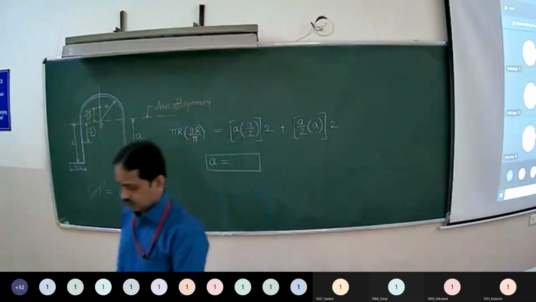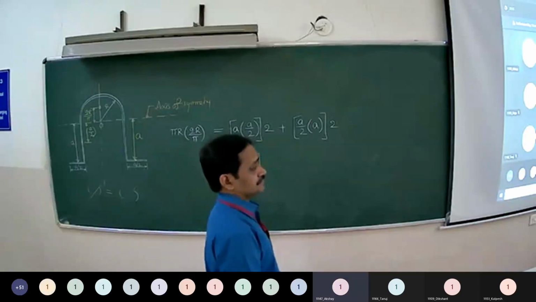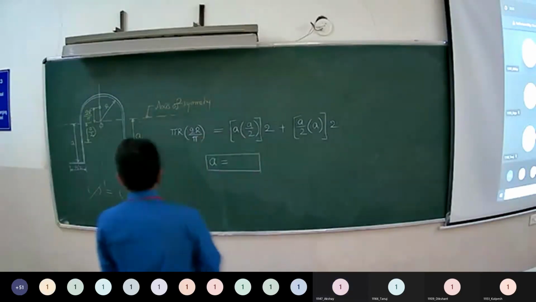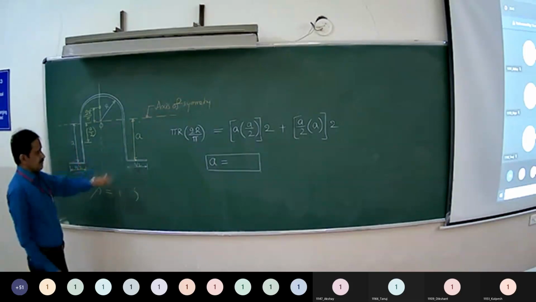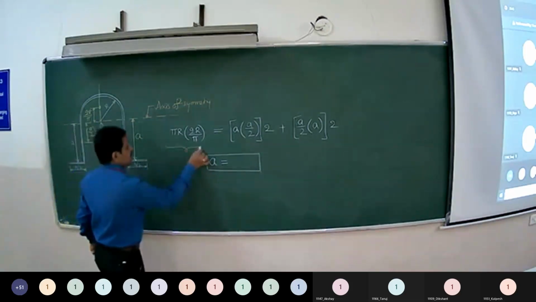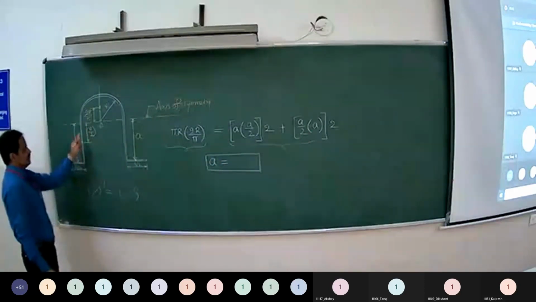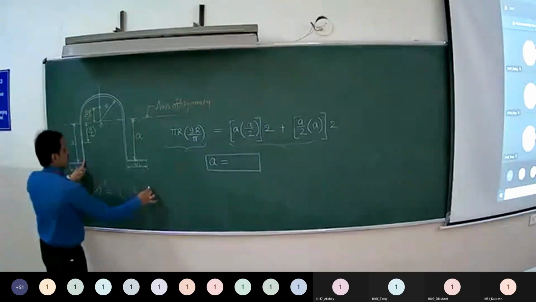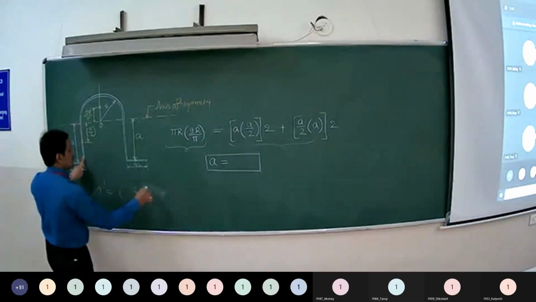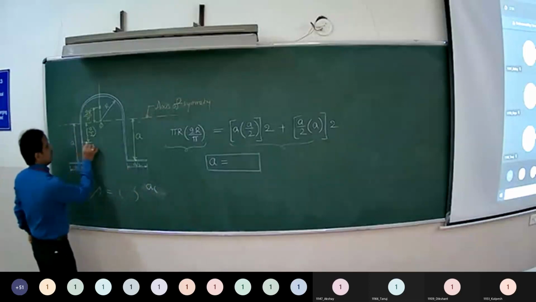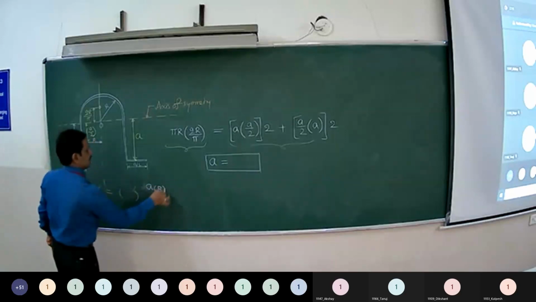Sir, can you tell why we have not taken the axis of symmetry as vertical? Because if you equate the moments on both sides, you are going to get the same terms on both sides. On the left hand side, the moment of this vertical line is length A into the distance of the centroid from this vertical line, which is nothing but R, right?